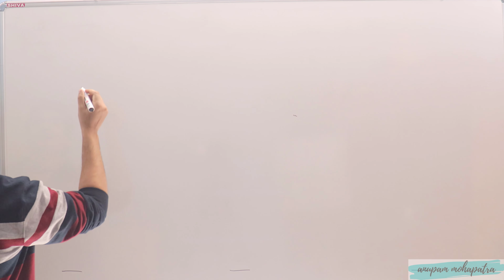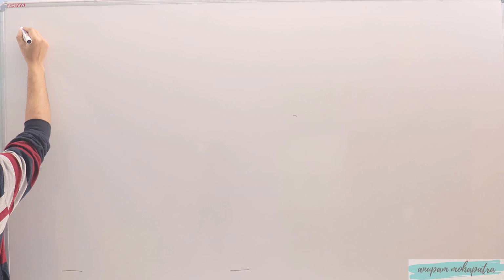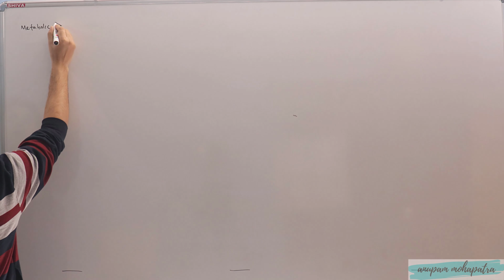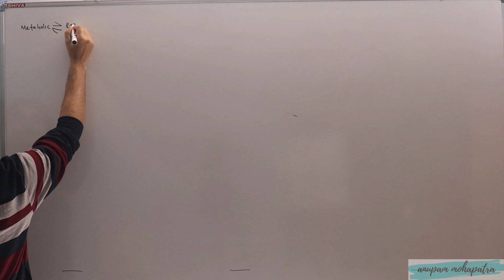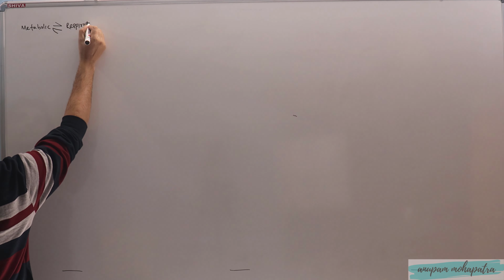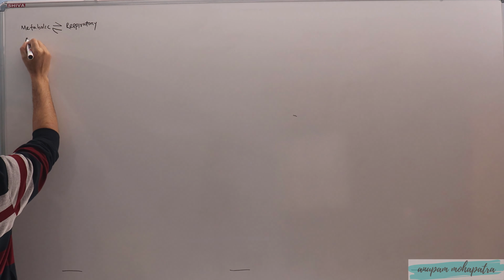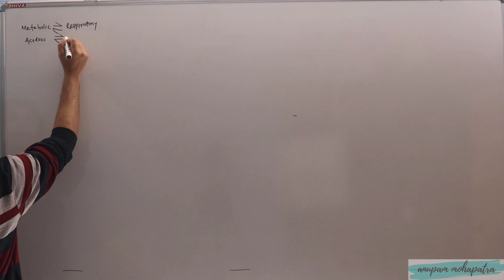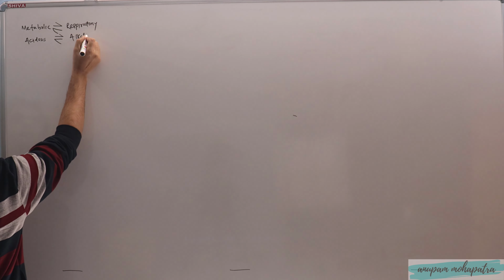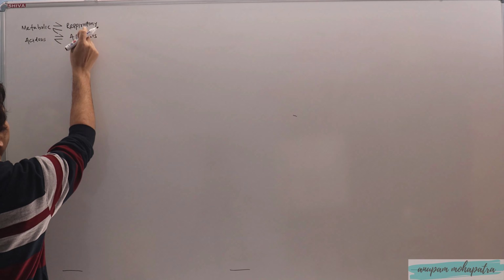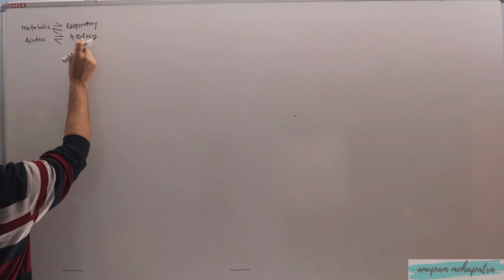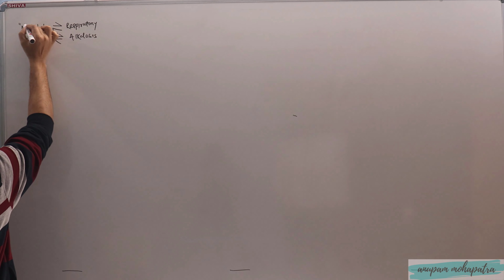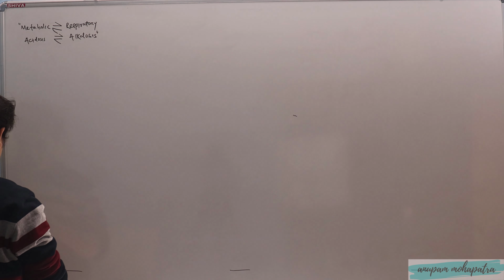Before discussing, let us understand some basic concepts. Metabolic has to be compensated by respiratory, and acidosis has to be compensated by alkalosis, and it is vice versa. If it is respiratory, then it will be metabolic. If it is alkalosis, that will be compensated by acidosis. Correct.